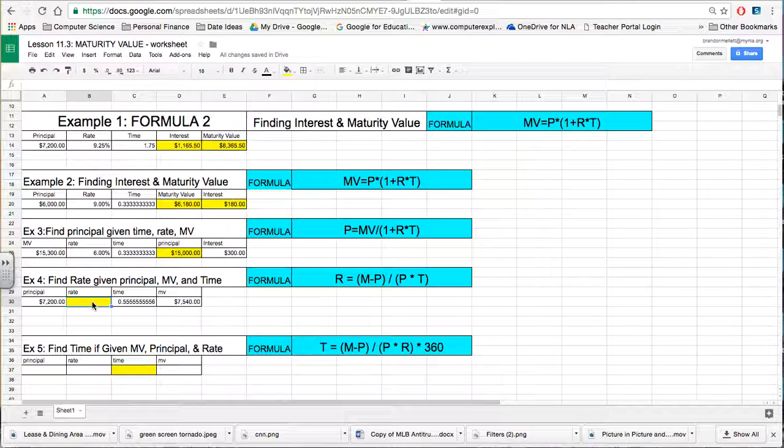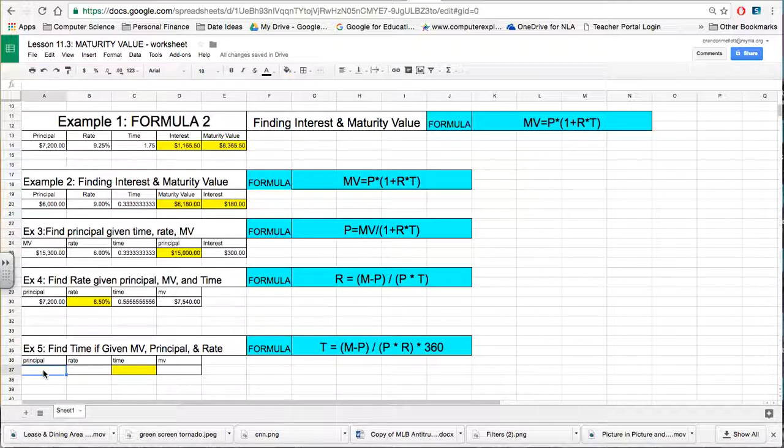So we're going to go equals M minus P divided by P times T, enter. And we would get an 8.5% rate. So in order to get $7,540, we would need 200 days, and we would need a principal of $7,200. So again, follow the formula.